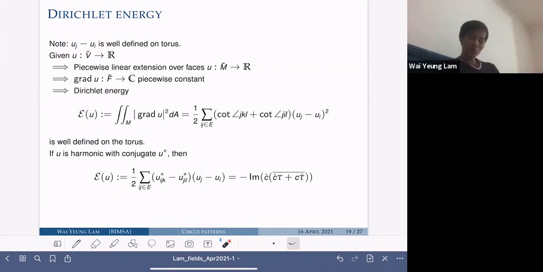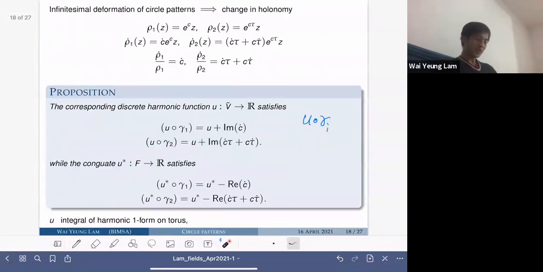Okay, so now we do the following. We have these harmonic functions, and we say they are related to the deformation of circle patterns. Just now we related this harmonic function to the change of holonomy. By the way, this part is very useful, because if I want to know whether my conformal structure changed a lot, I really need to look at this tau dot. If the conformal structure is unchanged, then this tau dot is equal to zero. So this is how the harmonic function captures the change in the conformal structure, really coming from this imaginary part, the period.